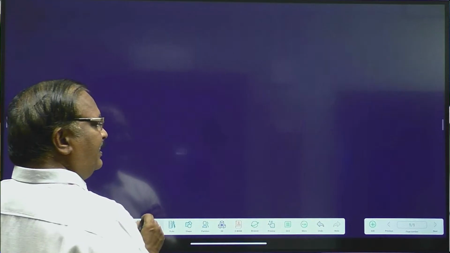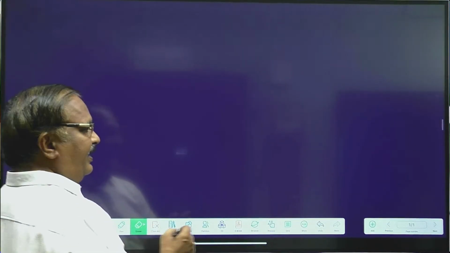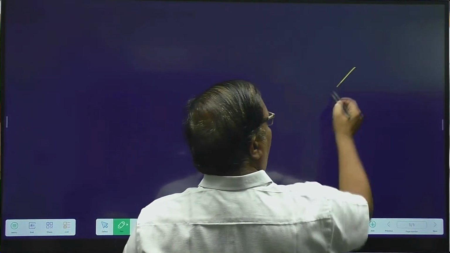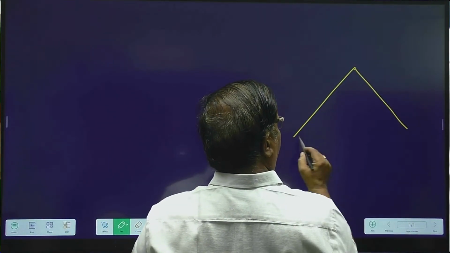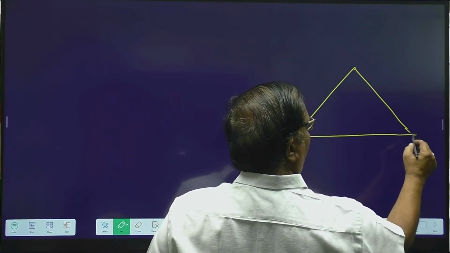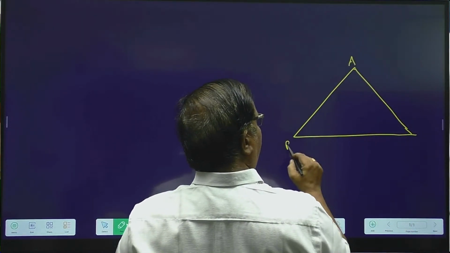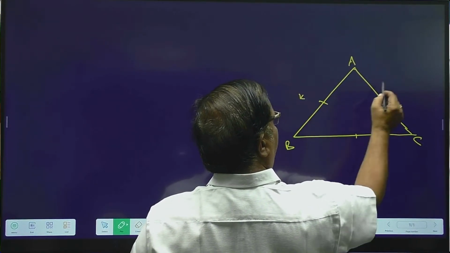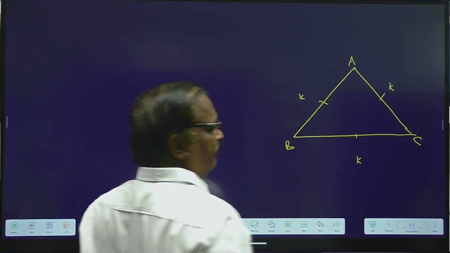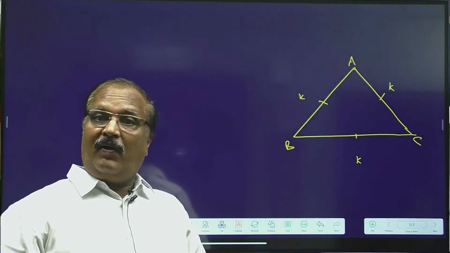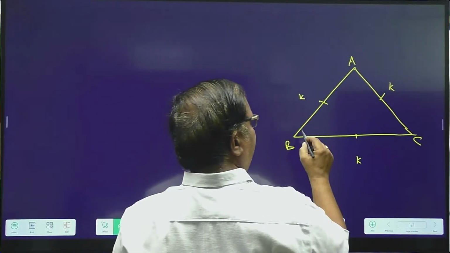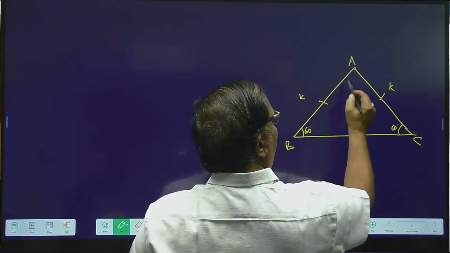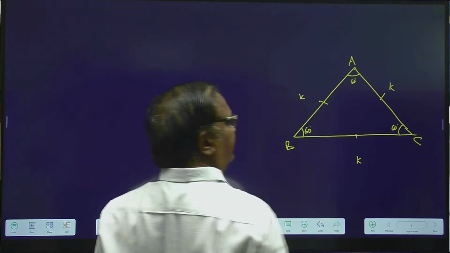Now we will take another triangle. I'll take an equilateral triangle. ABC is an equilateral triangle. All sides are equal, so k, k and k. In an equilateral triangle, all angles are 60 degrees, 60 degrees, and this is also 60 degrees.